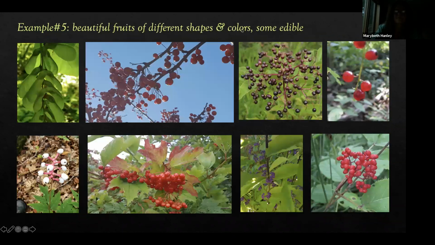Beautiful fruits of different shapes and colors, some of which are edible, some of which you can make into jams. This is elderberry, viburnum, apple, maple.